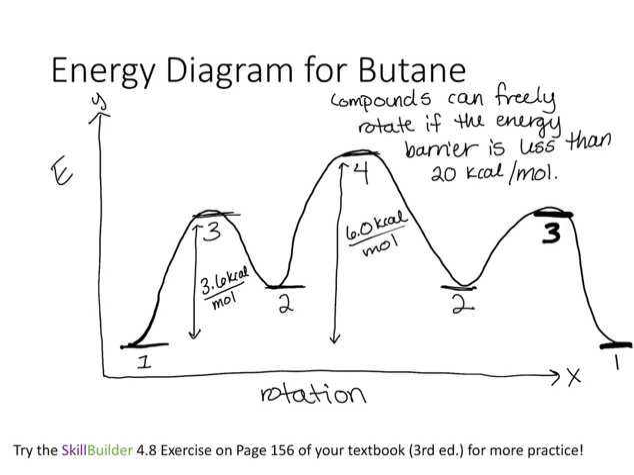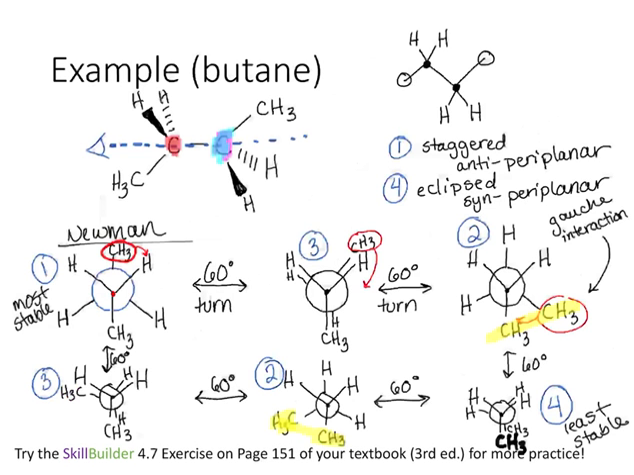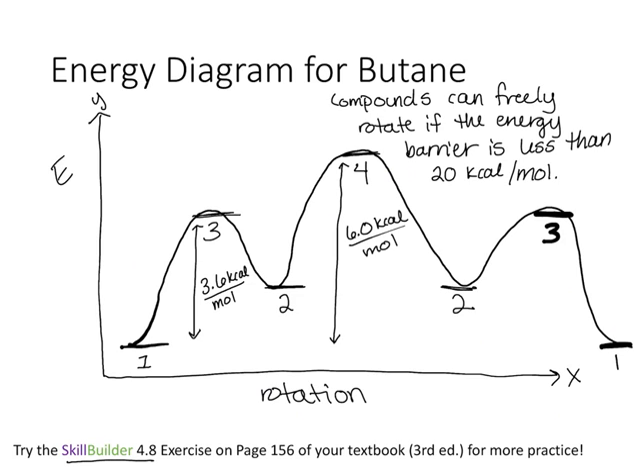Okay, so I have a couple of skill builder exercises listed here that might be useful. Skill Builder 4.7 on page 151 will help you get practice with Newman projections. And then Skill Builder 4.8 on page 156 will get you even more practice with thinking about eclipsed versus staggered and the energy levels and the relative stabilities. So definitely work on those because this is something entirely new that we're learning.